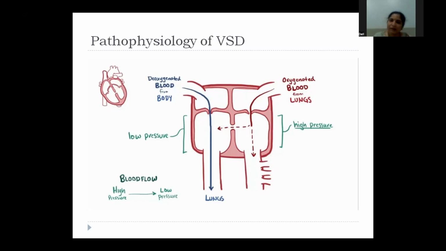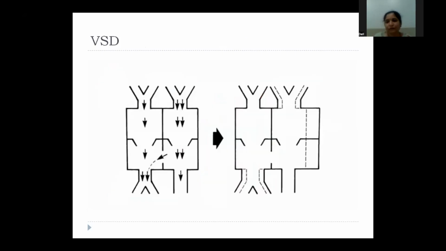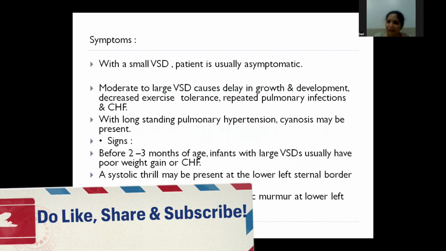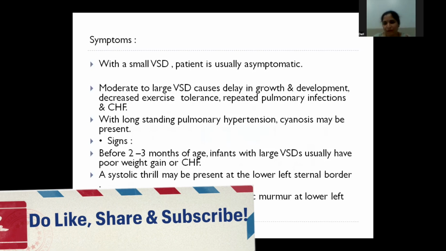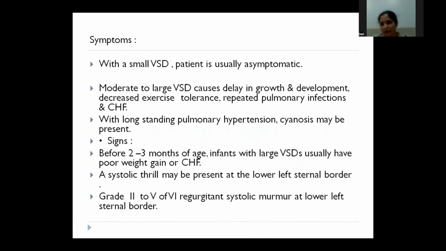So in the initial period, when we treat these VSDs, whatever pulmonary artery hypertension changes have occurred get reversed, and that's why VSDs have to be addressed more, surgically or by device closure, in the initial days. So this is the diagrammatic presentation of the LA-LV, and this is the pulmonary artery. And again, it takes more blood from the pulmonary circulation. So treatment again depends on the size of the VSD: small, moderate, and large VSDs.